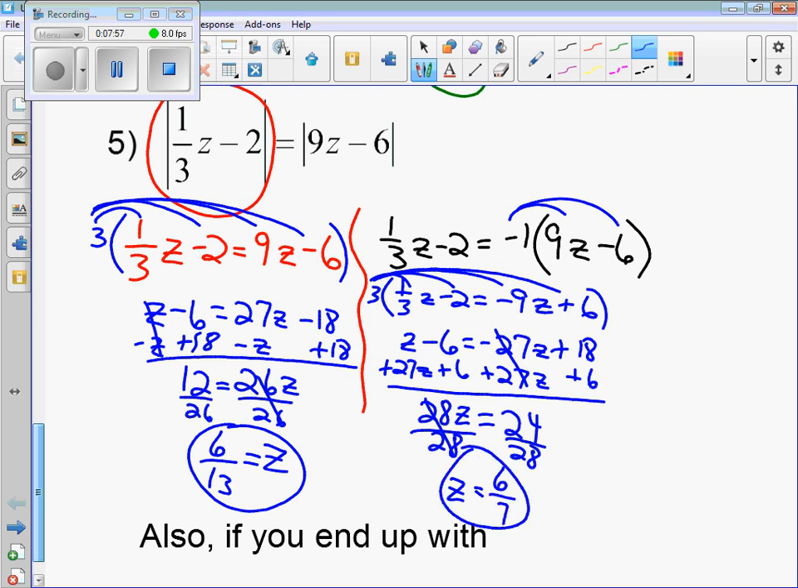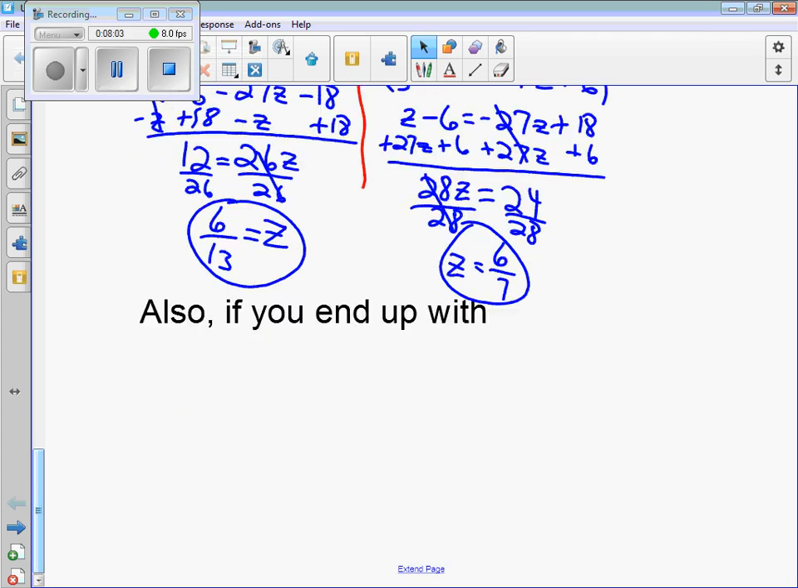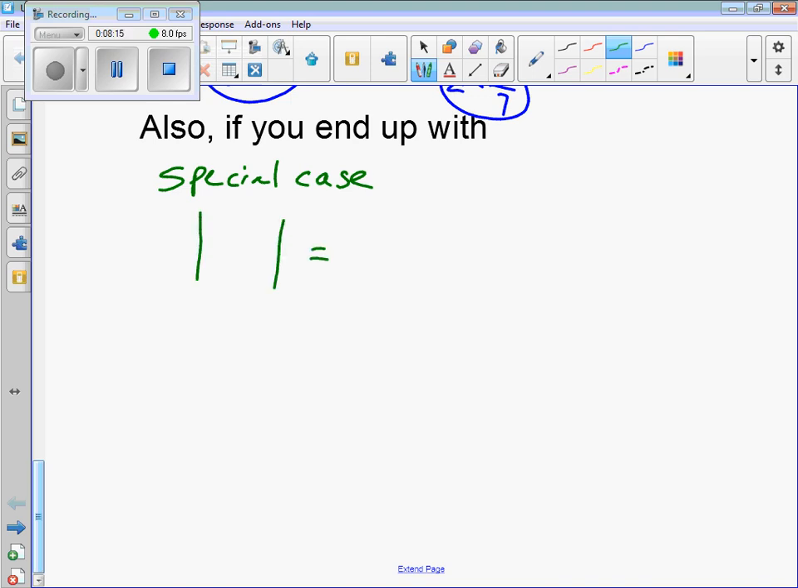Okay, there is a certain thing that can happen when you get an absolute value, so this is a special case. If you ever get something like absolute value equals a negative number, absolute value always comes out positive, so you can never equal a negative. So in this case, it would become a no solution.